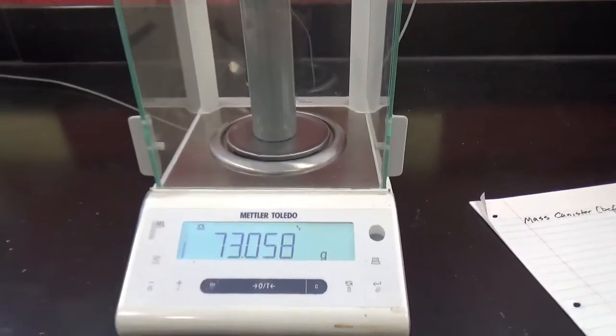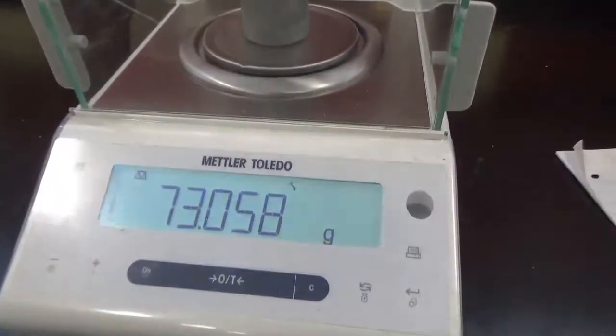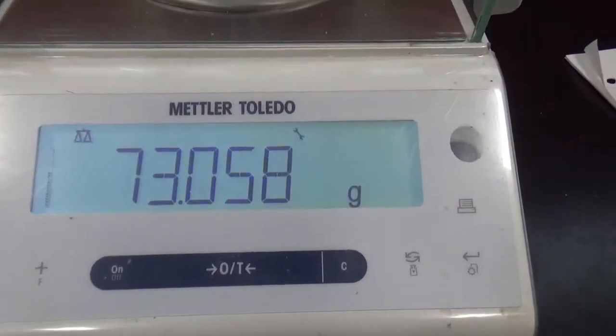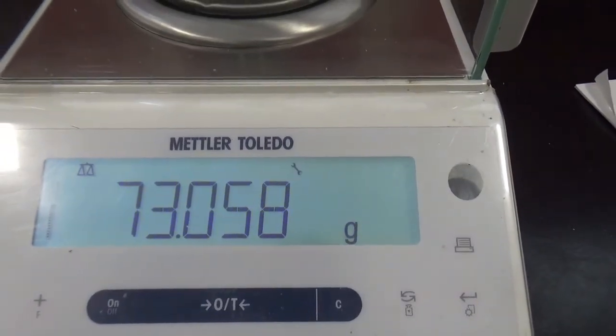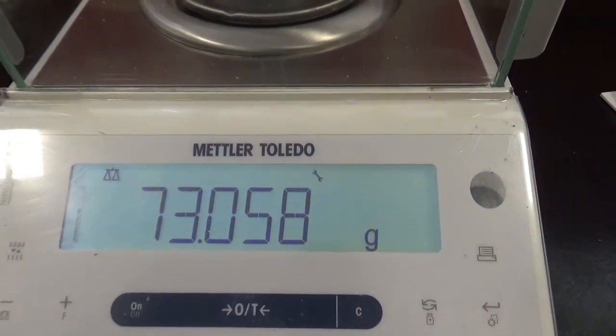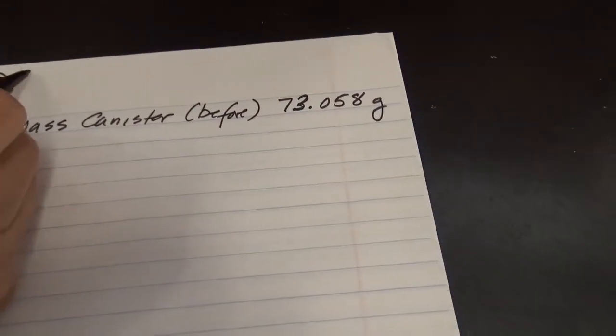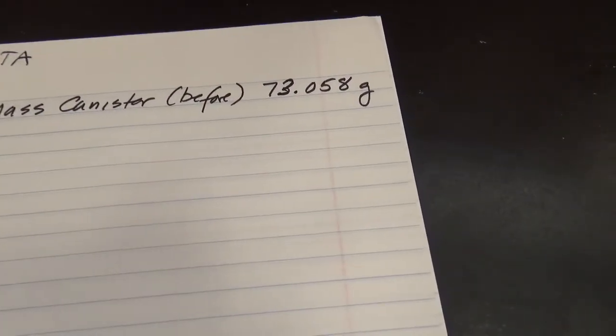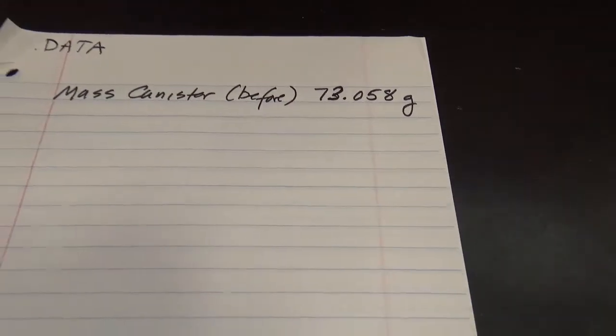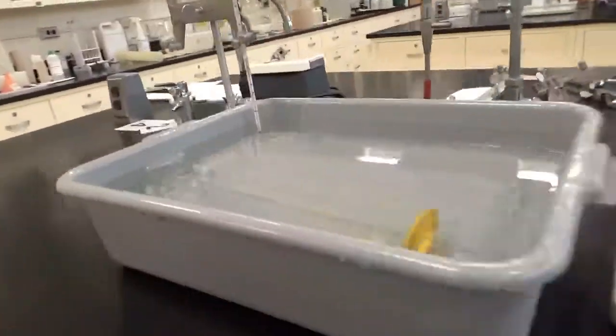Okay, so we weighed a canister with the unknown gas. We got a mass of 73.058 grams and wrote it down on the sheet. Okay. And now we're going to take this over to the apparatus and try to get a different way of measuring the molar mass.